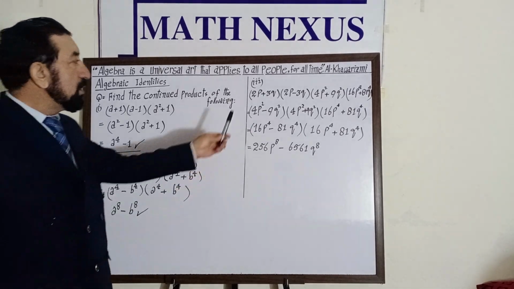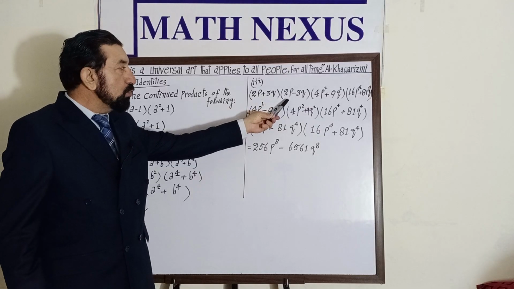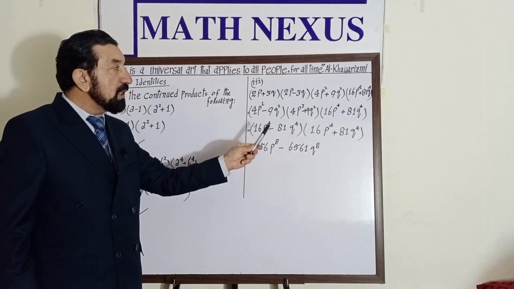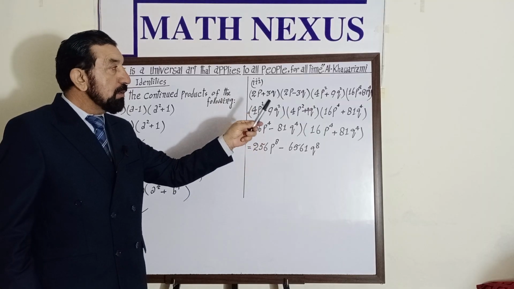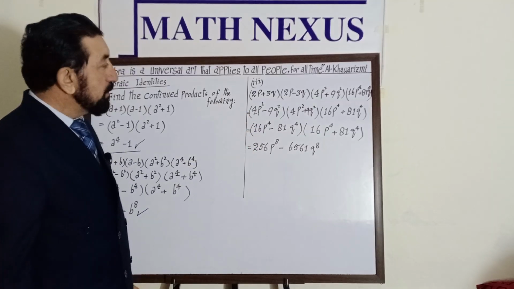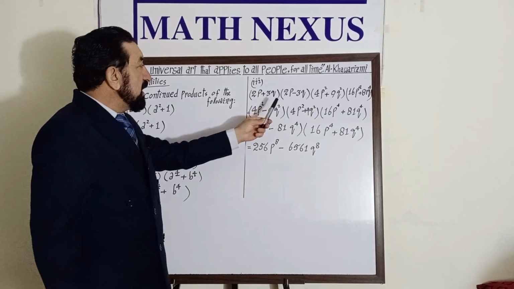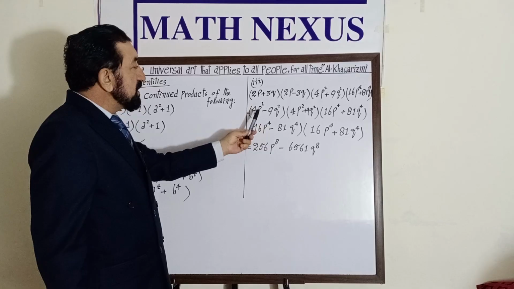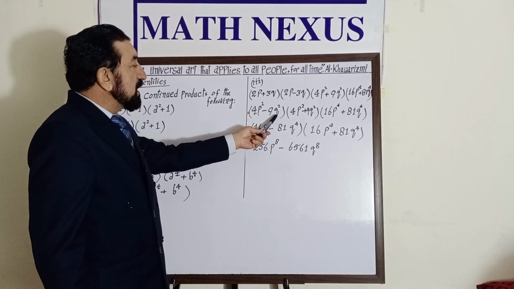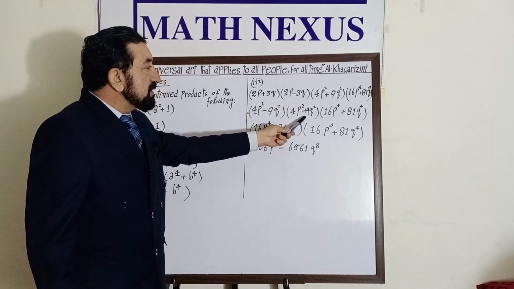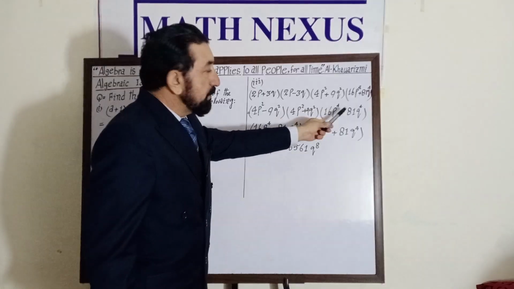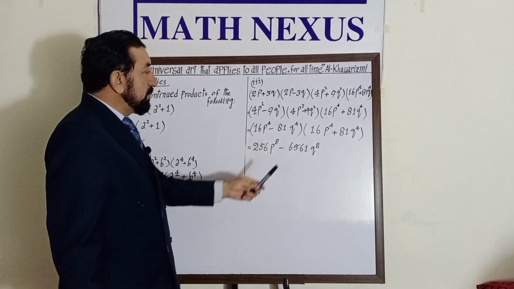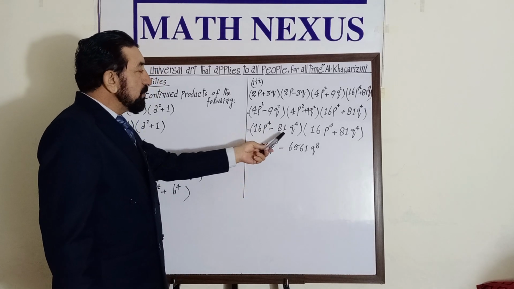Now question number 3. 2p plus 3q into 2p minus 3q into 4p square plus 9q square, into 16p power 4 plus 81q power 4. This can be written as a plus b into a minus b. We can write a square minus b square. It means 4p square minus 9q square, into 4p square plus 9q square, into 16p power 4 plus 81q power 4. Again, this is a minus b and this is a plus b. We can write a square minus b square.